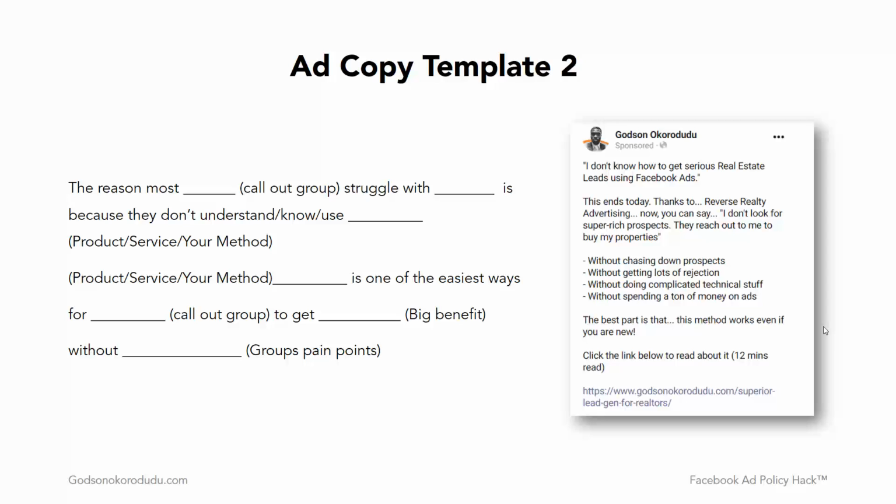Let me apply this to the real estate example we used previously. I could say the reason most realtors struggle with getting high quality leads is because they don't use reverse realty advertising. Reverse realty advertising is one of the easiest ways for realtors to get super rich prospects without chasing down prospects, getting a lot of rejections, doing complicated technical stuff, spending a ton of money on ads. The best part is that this method works even if you're new. Click the link below to read about it.